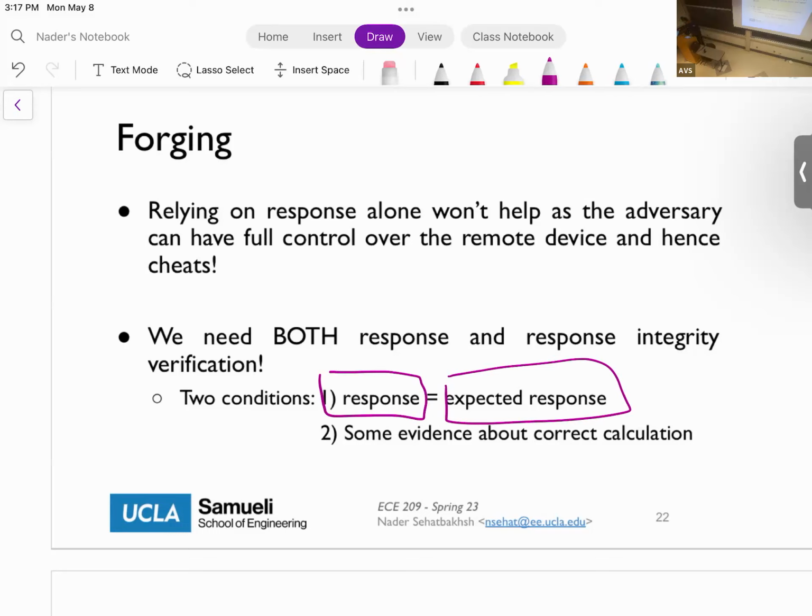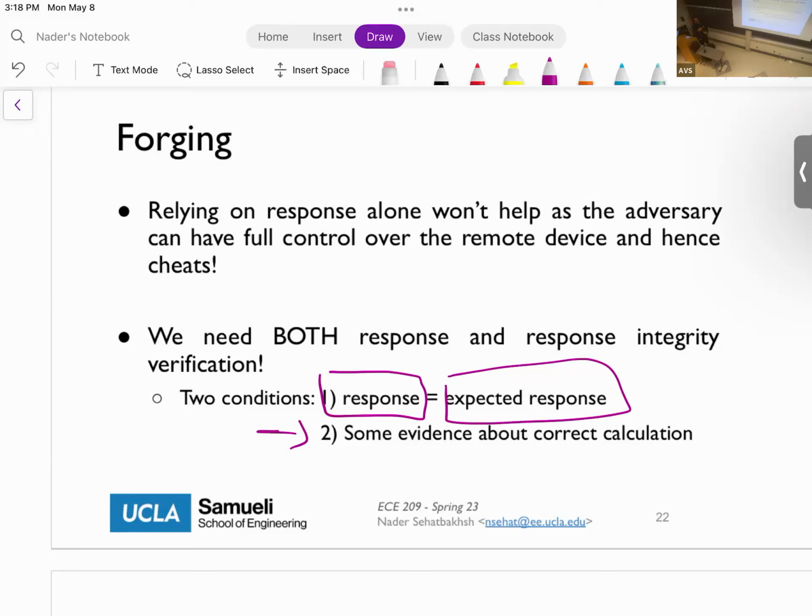But in addition to that, we need some evidence that this hash has been correctly computed. And we need to achieve that remotely. That's the complicated part of remote attestation. We need to say that they have really computed this hash correctly, based on the protocol that we tell them to follow, and this is really the result of that. And if the result is indeed correct, then we can trust.